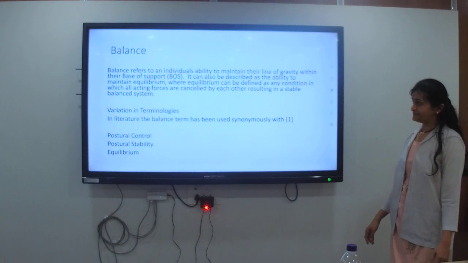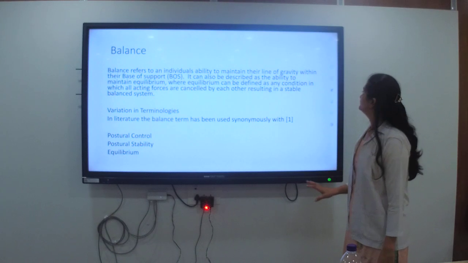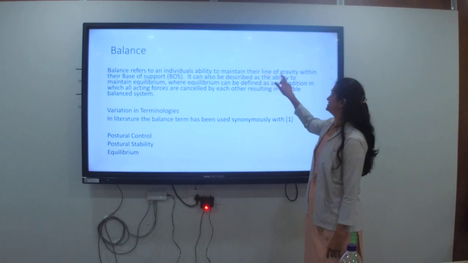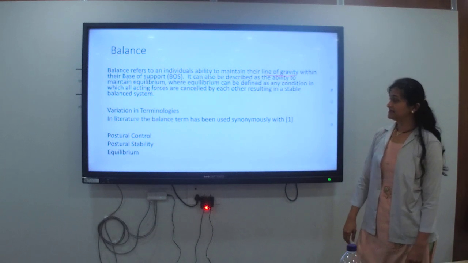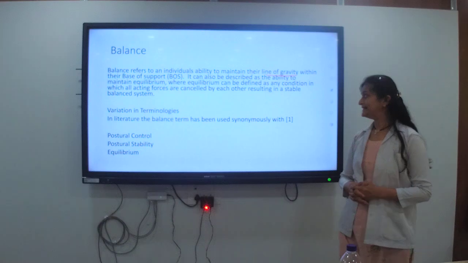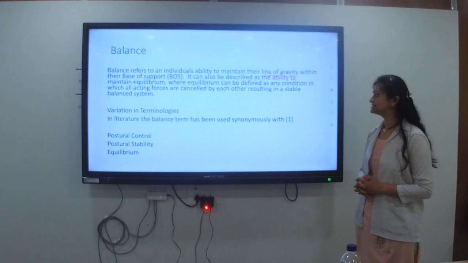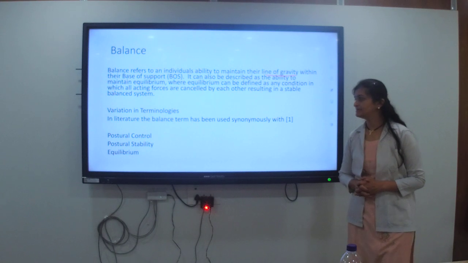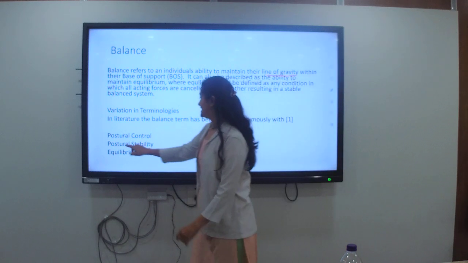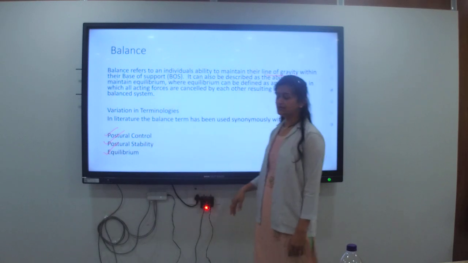So what is balance? It refers to an individual's ability to maintain their line of gravity within the base of support. Okay. So what is the line of gravity? It is the line which passes through the base of support. It can also be described as the ability to maintain equilibrium, where equilibrium can be defined as any condition in which all acting forces are cancelled by each other, resulting in a stable balanced system. Even this balance you can call postural control, postural stability or equilibrium. So there are three other names for balance.